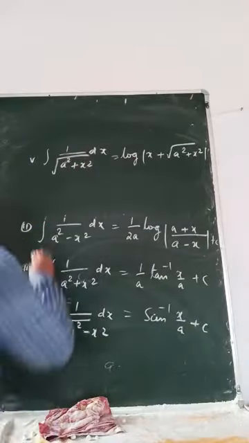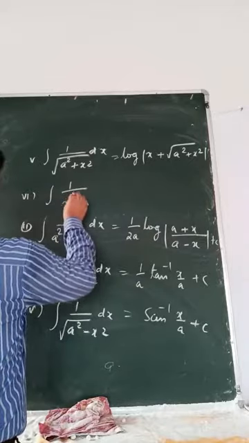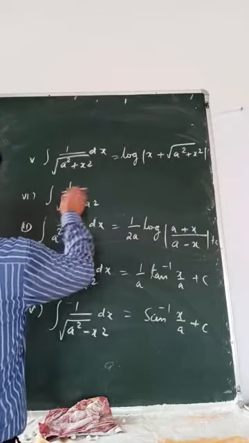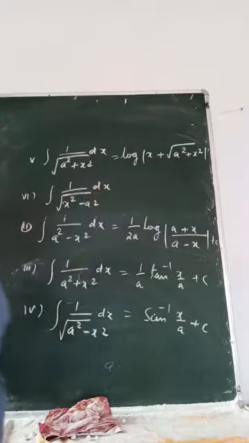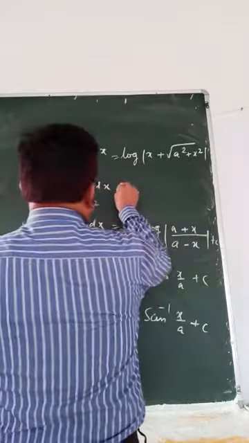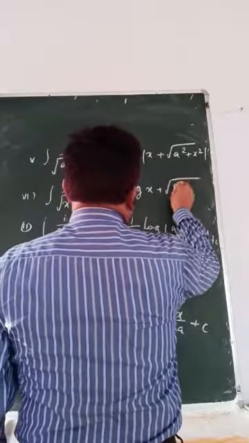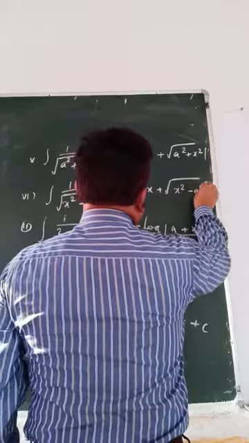Now this is square root of x square minus a square. So log x plus root over of x square minus a square.